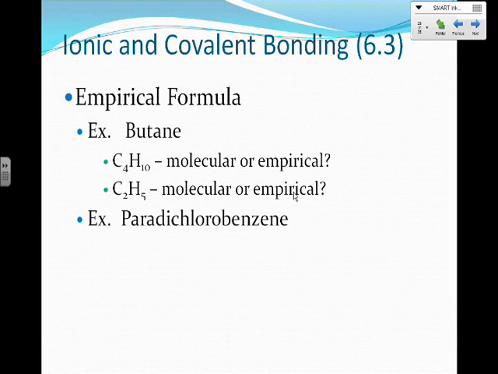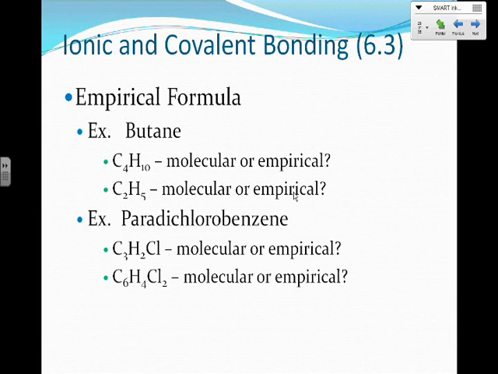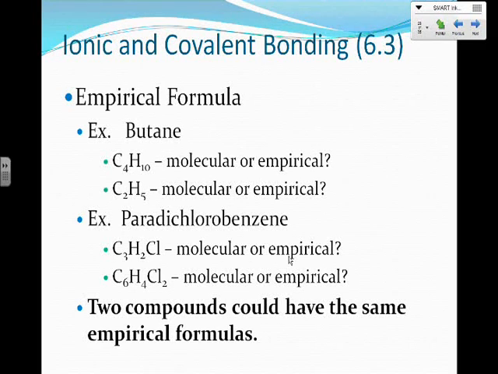Now, let's look at para-dichlorobenzene. Which one of these is the molecular formula and which one is the empirical? Go ahead and pause the video and think about it for a minute. All right, C3H2Cl is the empirical formula because it's the simplified version of the bottom one, C6H4Cl2. The bottom one here is the molecular formula. The first one is the empirical formula. And like I said earlier, 2 compounds can have the same empirical formulas because they're just in a simplified form.